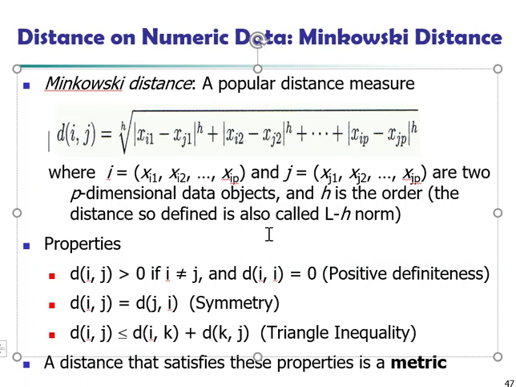The distance so defined is also called an L-h norm. You're going to see L1 norm, L2 norm very frequently in machine learning literature, in neural network methods. So this is the Minkowski distance. Minkowski distance has the 3 properties that make it a metric.